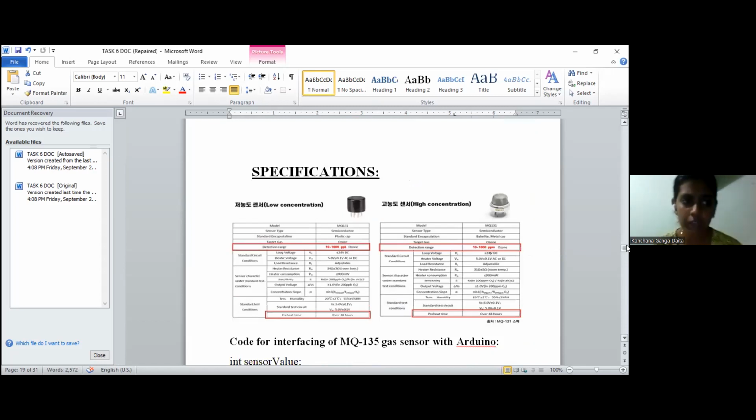It also has a specification. It has 2 ranges, low concentration and high concentration. As we have already said, the 2 concentrations depend upon threshold values. It will have a detection range from 10 to 1000 parts per million, and it also has sensor ranges. We need to denote the lower voltage by VL and the higher voltage by VH. Here also we can see VL and VH, load resistance, and heater resistance.